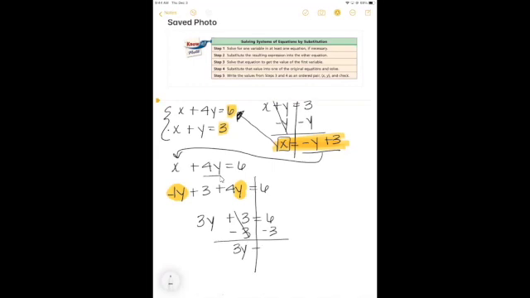3y equals 6 minus 3, which is 3. And then I'm going to divide by 3 on both sides to get y by itself. And 3 divided by 3 is 1. Remember, we need an ordered pair for our solution. I'm going to leave the x value blank and put a 1 where y goes.